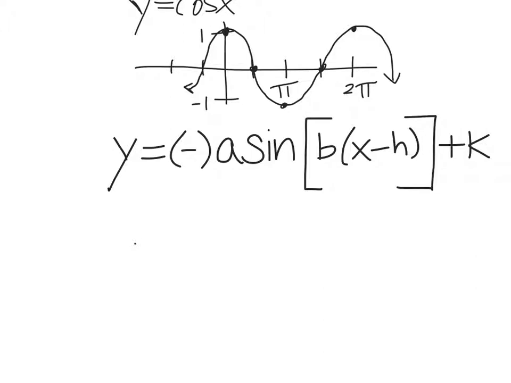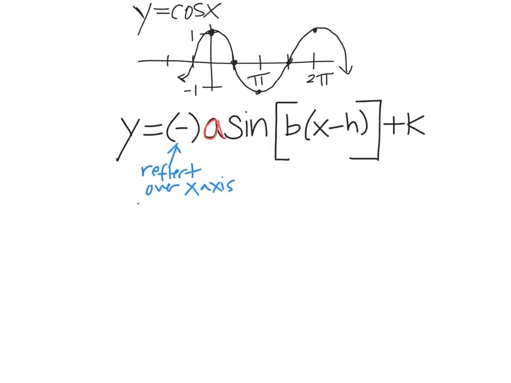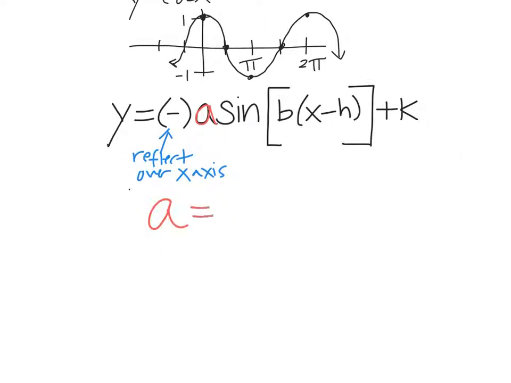Okay? So let's talk about what all of these things mean. First of all, this negative symbol will tell you to reflect over the x-axis. Okay? This A right here, that A in the front, the absolute value of A is called the amplitude.